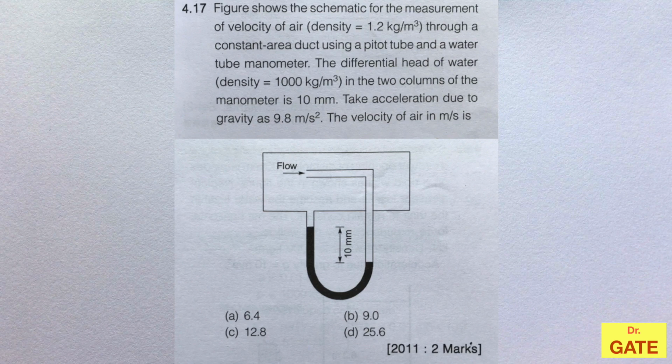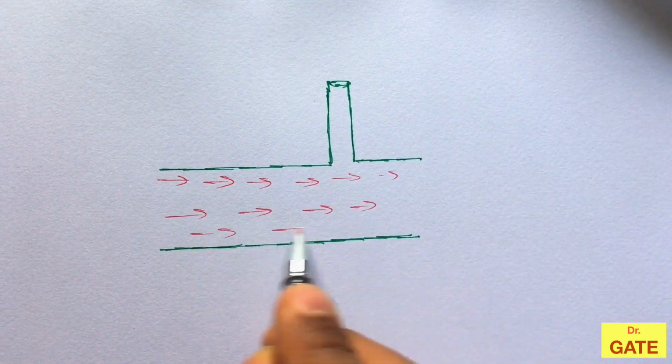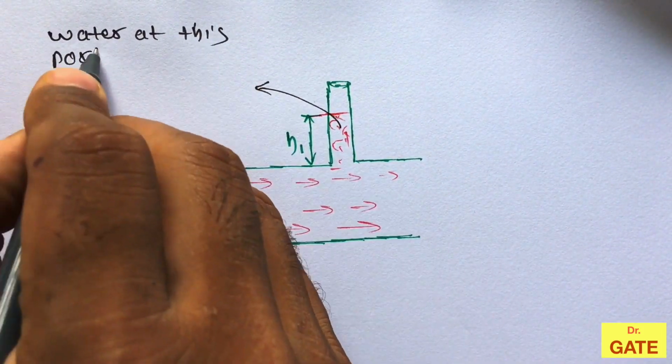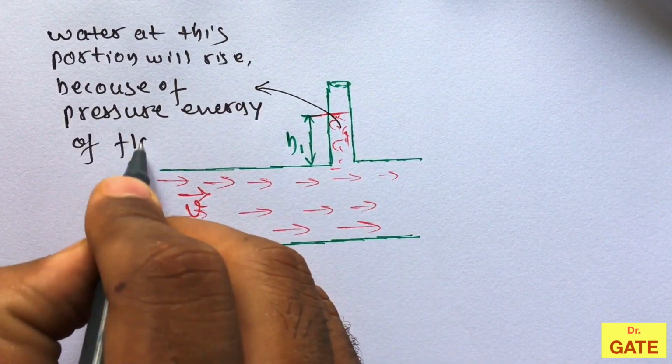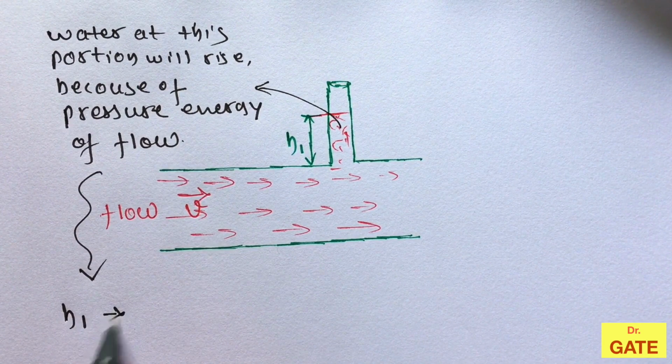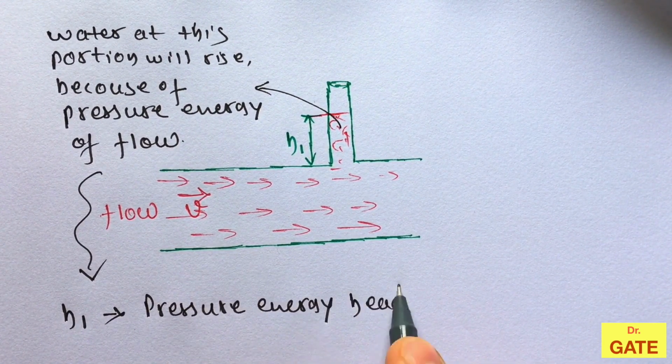Before solving this numerical, I would like to teach you something. Let's assume इस तरह का एक पाइप है. Water at this portion will rise because of the pressure energy of the flow. So H1 is the pressure energy head.